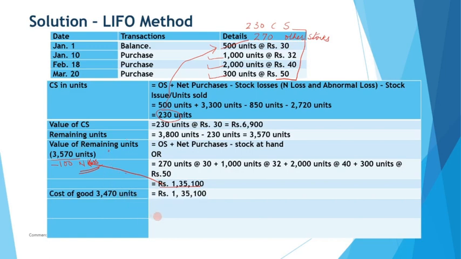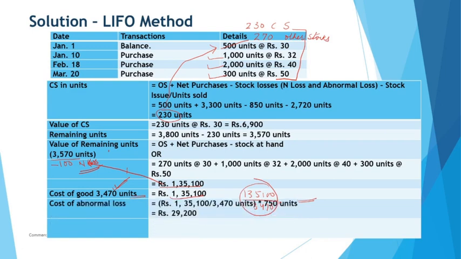Now if all these units are sold off, then this is cost of goods sold. But out of these units, if any units are lost due to abnormal reasons, then cost per unit will be updated. So you will revise cost per unit. Now this is cost per unit. So if you multiply this with abnormal loss, that will give you cost of abnormal loss for 750 units. Multiply this with the remaining units sold. So just follow the pattern.